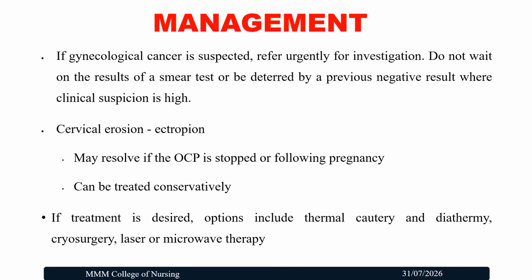The management: if gynecological cancer is suspected, refer urgently for investigation. Do not wait on the result of the smear test or be deterred by a previous negative result where clinical suspicion is high. Cervical erosions or ectropion may resolve if the OCP is stopped or following pregnancy, and can be treated conservatively. If treatment is desired, options include thermal cauterization and diathermy, cryosurgery, laser, or microwave therapy.